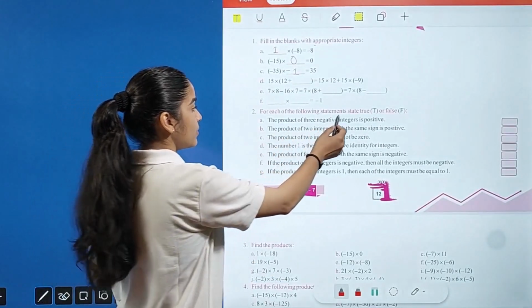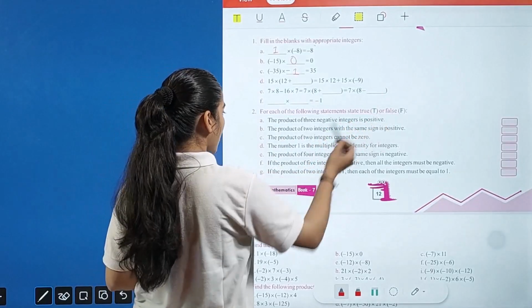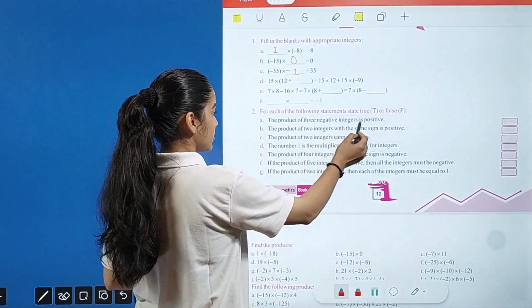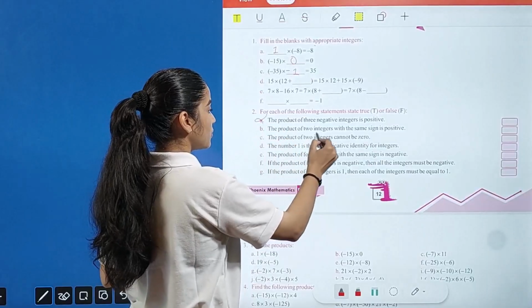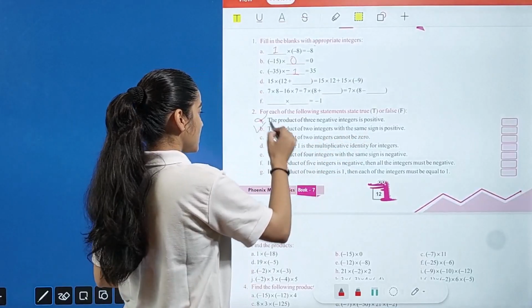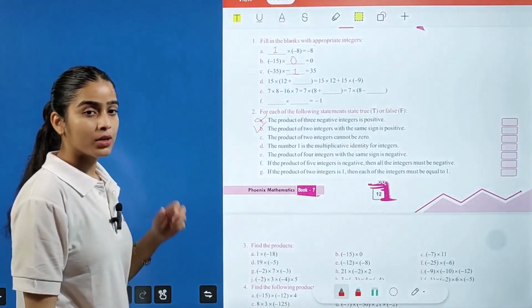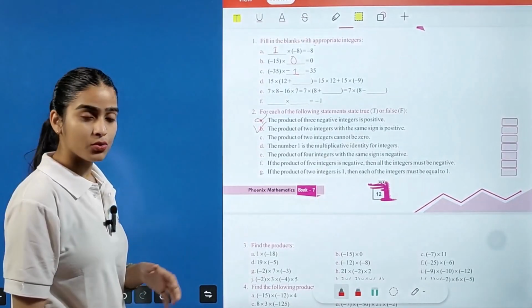Now for each of the following statements, state true or false. The product of 3 negative integers is positive. False. The product of 2 integers with the same sign is positive. Yes. So in the same way you have to classify these statements as true or false.